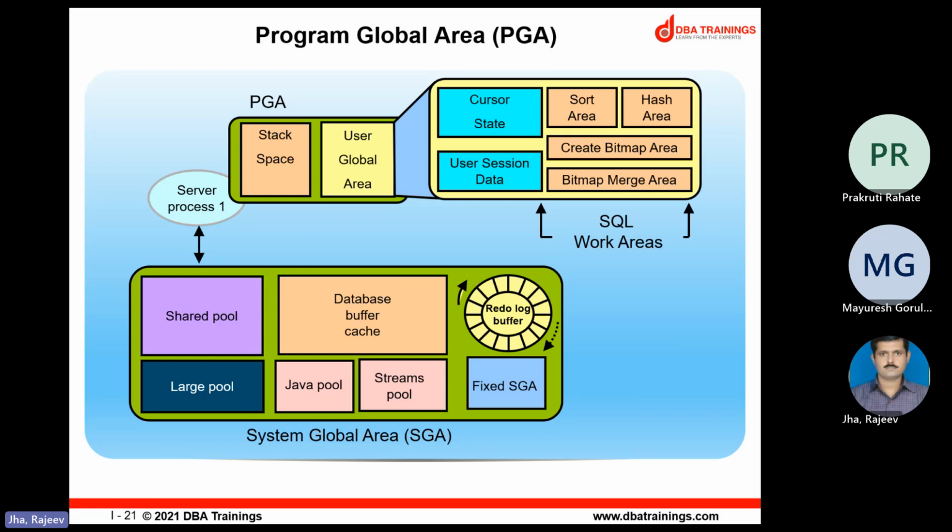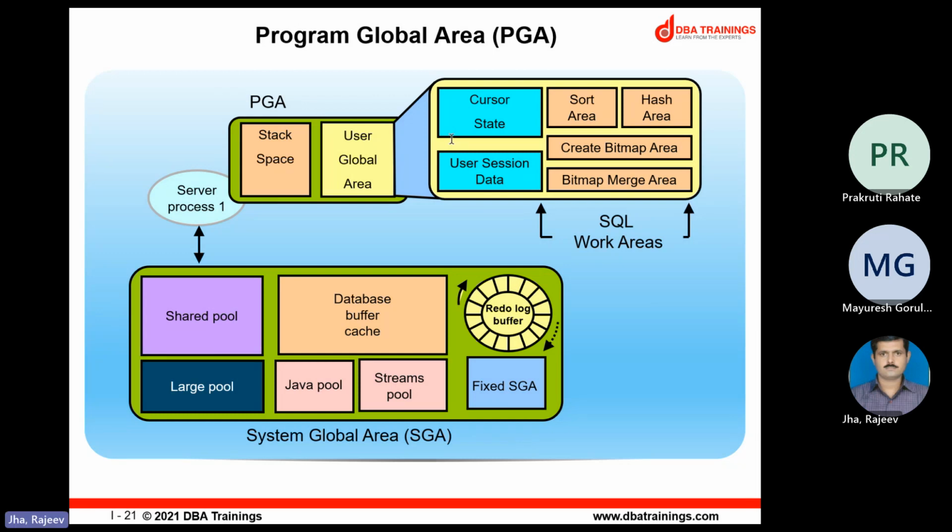The PGA we already discussed. This is called the program global area. The PGA is the component which will be used for the programming purpose. So in simple terms, whenever you go to the database, the first thing that comes into the picture is the PGA. If you remember, I told you the PGA is the memory area which is given to the user, which is called the program global area.